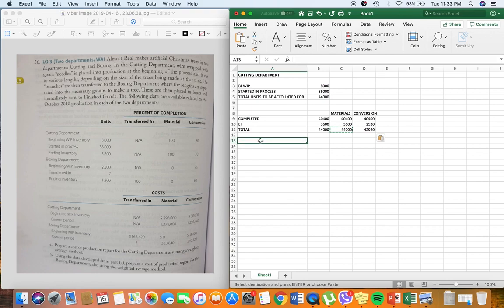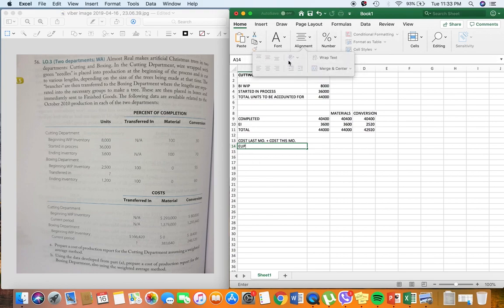If you look at your notes, if we are using the weighted average EUP to compute the cost per EUP, what we do is we divide the cost last month plus the cost this month by the EUP that we have computed. We will divide this by the EUP that we have computed.